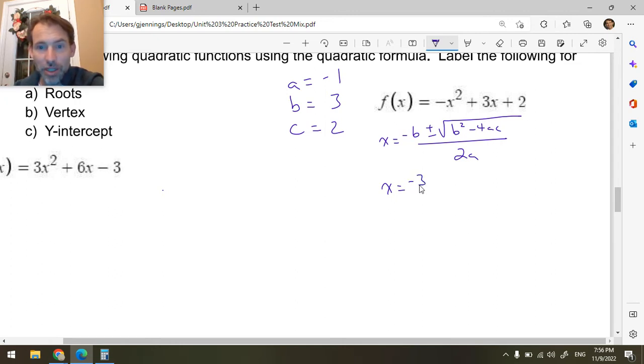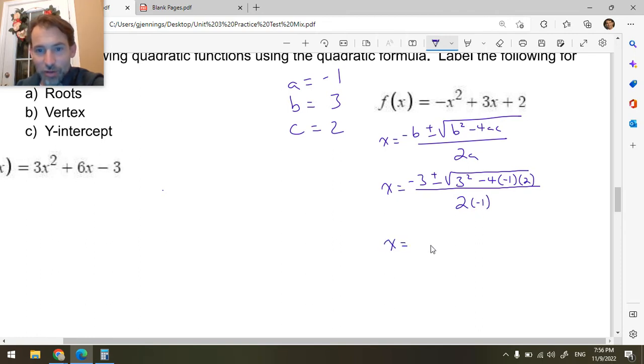X is equal to -3. Then I substitute in carefully and I leave a lot of space for my work. Plus or minus the square root of 3 squared. I substitute in for b. -4 times a times c. Okay, all divided by 2 times a, which is -1.